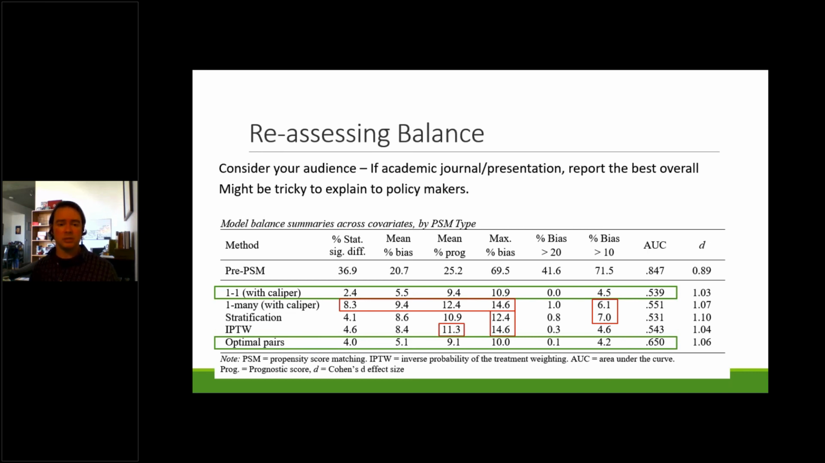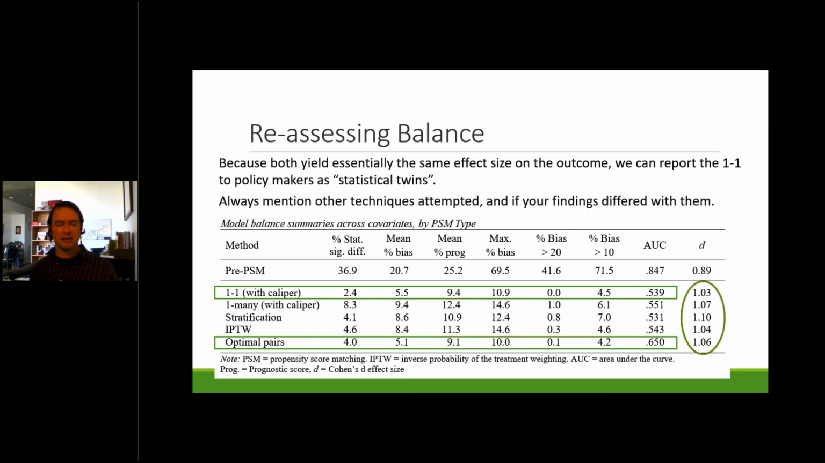But that might be tricky to explain to policymakers because there is some weighting involved. And they might see in the N, the pre and post N, that they're different. And in their head, well, I should be seeing exactly the same treatment and comparison sample sizes. Because they both yield essentially the same effect size on the outcome, we can report the 1-to-1 match to policymakers as statistical twins without having to explain the weighting.